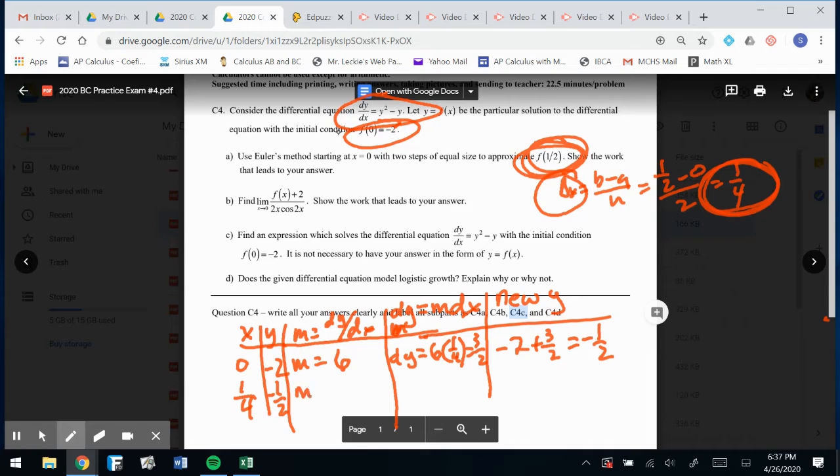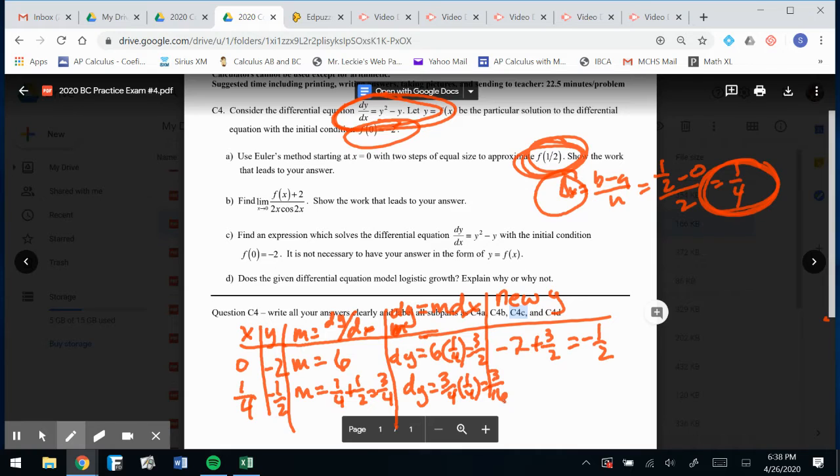And to keep on going, it's just a process. We find the slope again. So this time I'm going to put a -1/2 in there, and I would get 1/4 plus 1/2, so that'd be 3/4. Okay, and then I'm going to find my change in y. My new slope at this x value of 1/4 would be 3/4, and I'm going to multiply that by the change in my x, so I'm going to get 3/16.